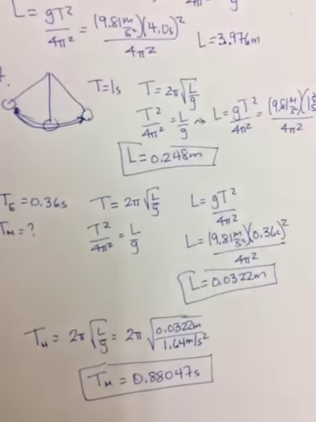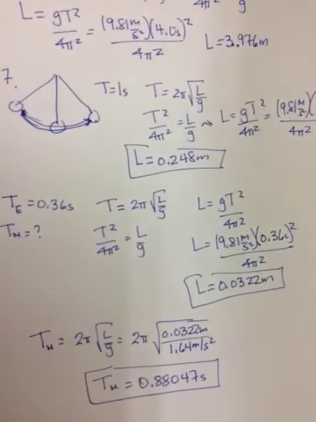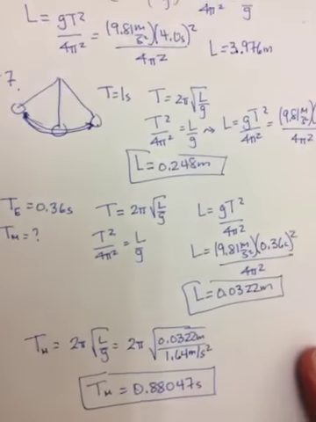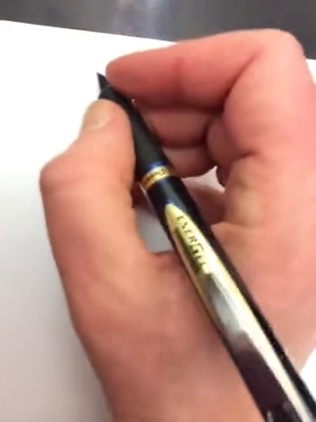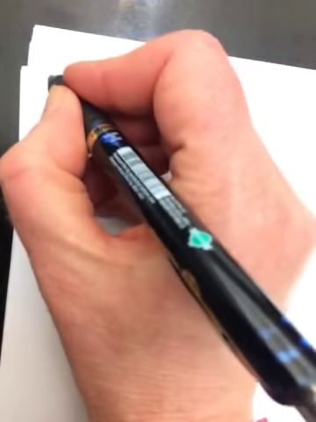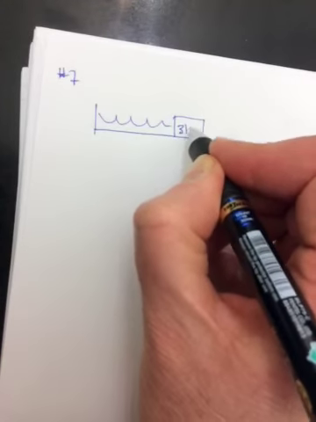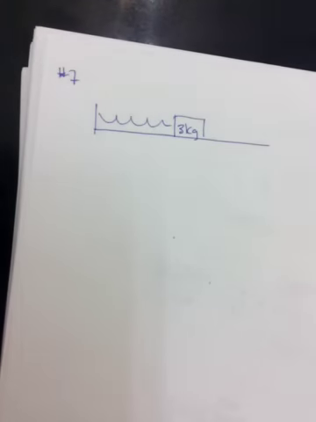I also asked you to do questions 7 and 8 on the front side of your sheet, so these two. So let's take a look at 7. We probably don't have time in this video to get them both done, but I should be able to get 7 done maybe. 7 is a 3 kilogram block sitting on a frictionless horizontal surface. Okay, and I'm going to assume it's attached to a spring. So this is 3 kilograms.